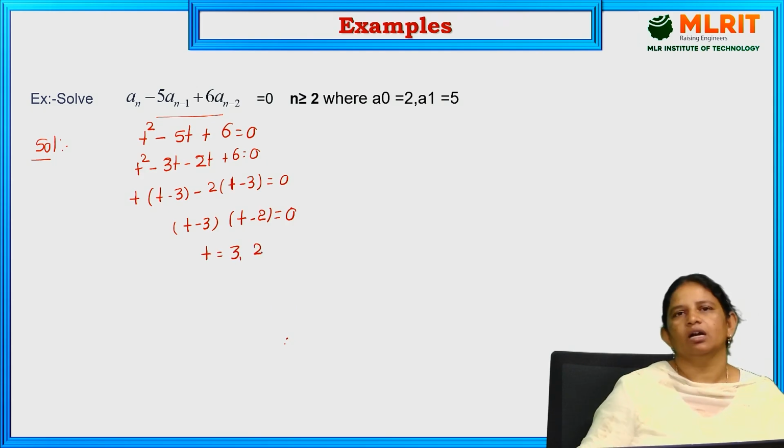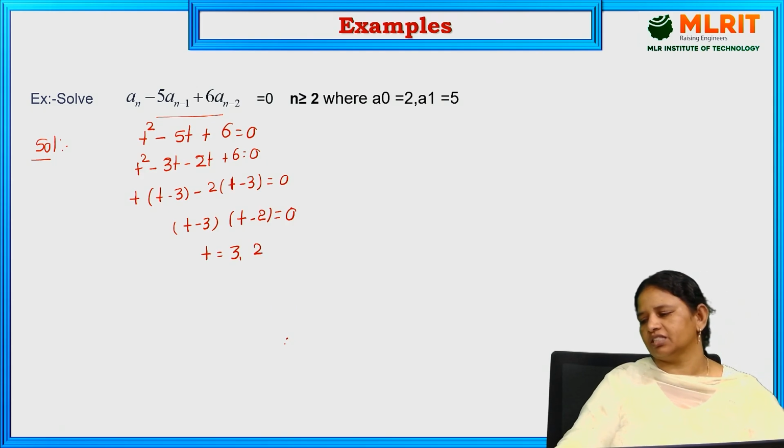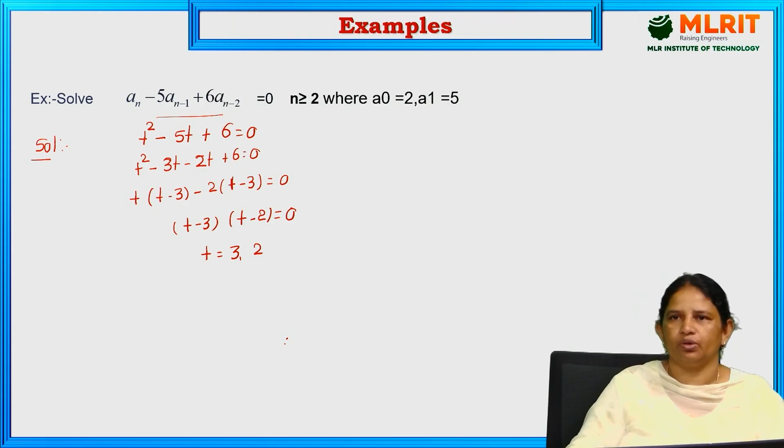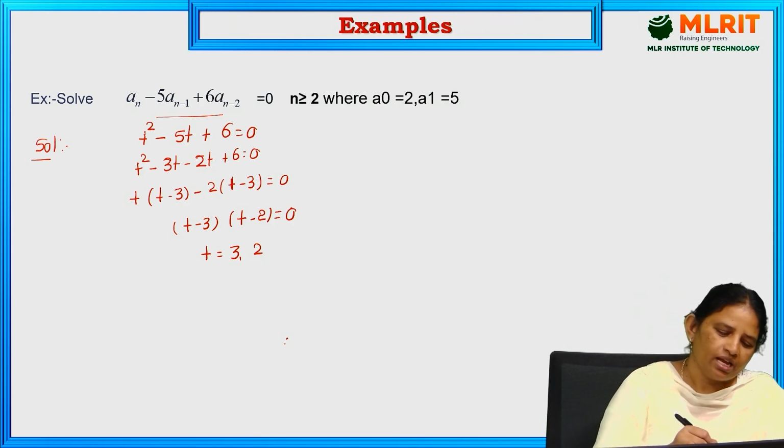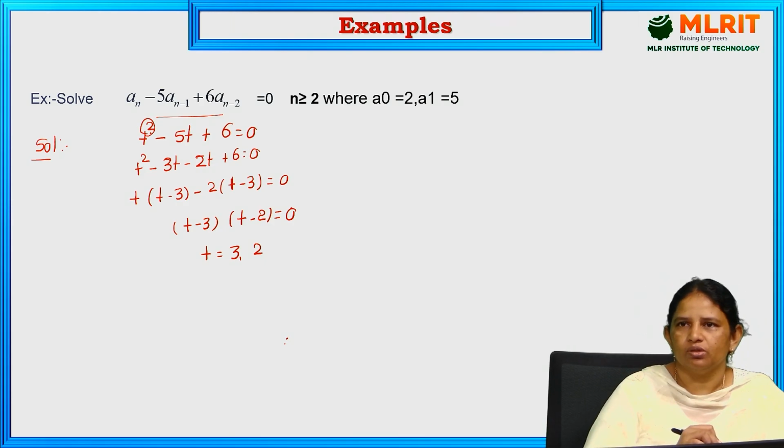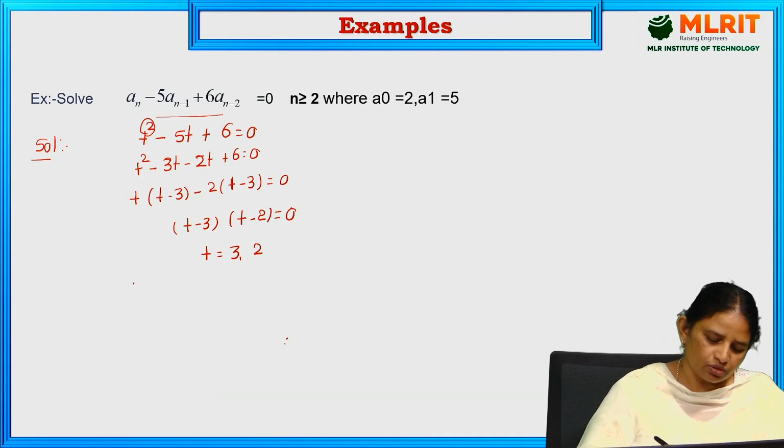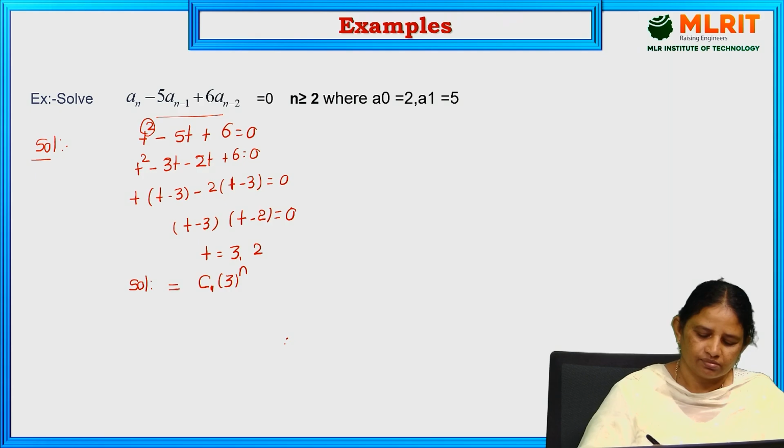So here, if the recurrence relation is of second order, we get 2 roots. If it is of order k, then there are k roots. What is the solution for the recurrence relation? That is c1 into 3 power n plus c2 into 2 power n.